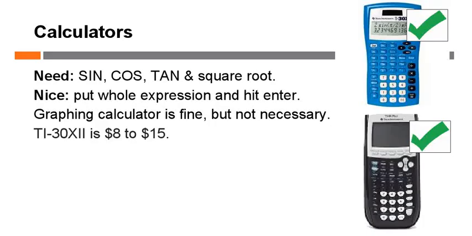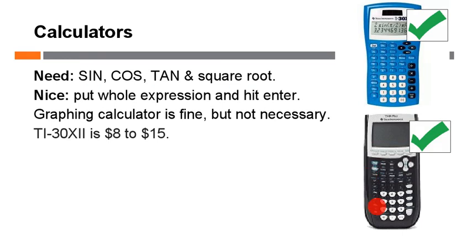Hey guys, wanted to talk a little bit about math today and the math that we use in physics and how to go about doing some things that you probably know but might be a little bit rusty on. You do need a calculator. That calculator better have a sine, cosine, tangent button, and it needs to have a square root functionality. Other than that, I don't really care.